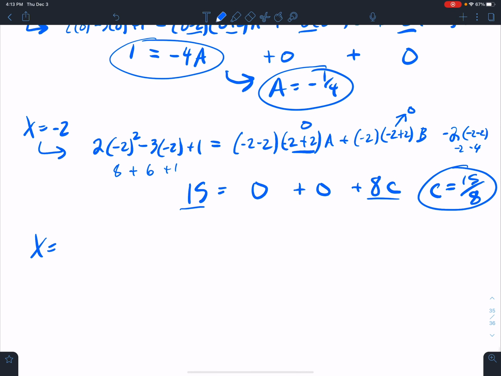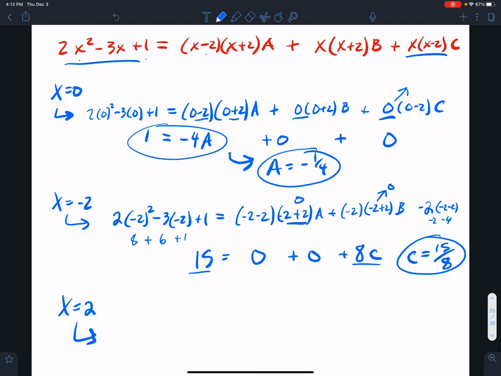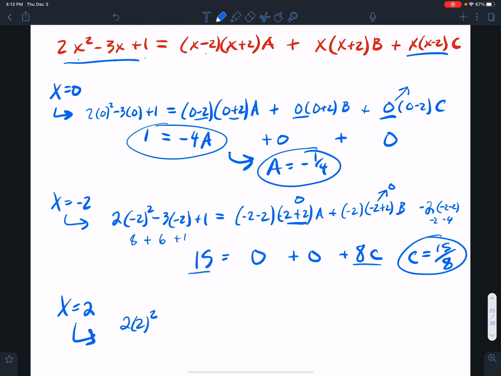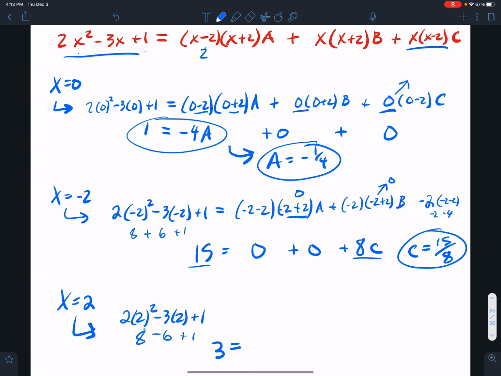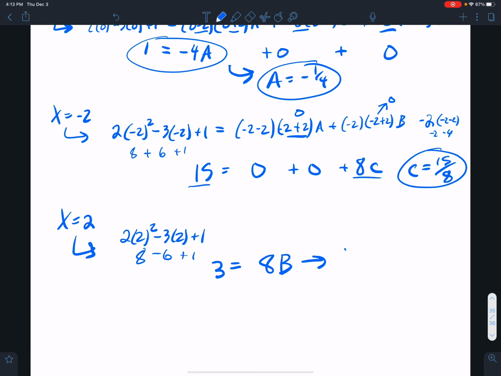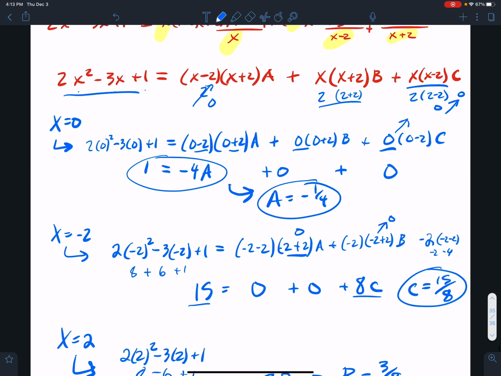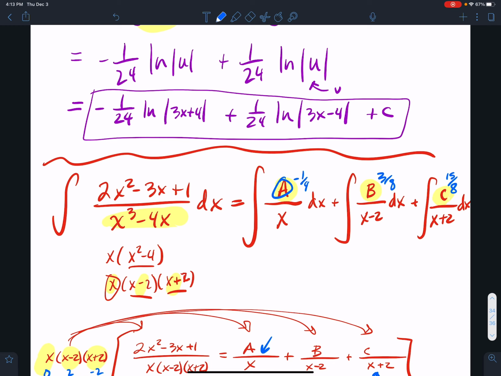The last one, x equal to 2, what's that going to be? Oh, man. All right, so 2 times 2 squared minus 3 times 2 plus 1. So that's 8 minus 6, that's 2 plus 1, that's 3. So 3 equals... Okay, if I plug a 2 in here, that's going to make this go to 0. So that's going away. If I plug a 2 in here and a 2 in there, that's 2 times 4 is 8, so that's 8b. And then if I plug a 2 in here and a 2 minus 2, that gives me 0, so that's going away. Okay? So this tells me that b is equal to 3 over 8. So this last one here is 3 over 8.